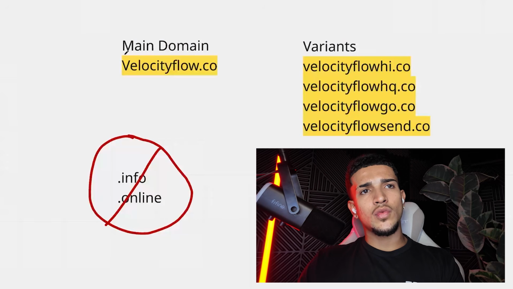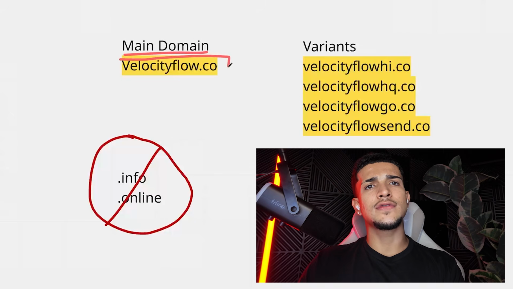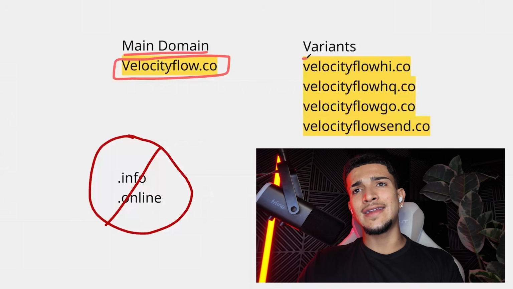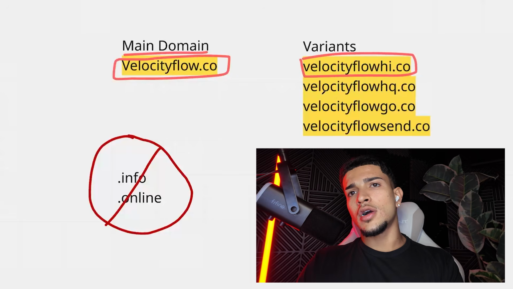All right, so step number one is you are going to need your main domain. This is going to be your main company website. As you see here, ours is velocityflow.co. Now, step number two is you're going to need variants of your main website, right? So as you see, velocityflowhigh.co, velocityflowhq.co, velocityflowgo.co, velocityflowsend.co. These are all different variants of our main website.